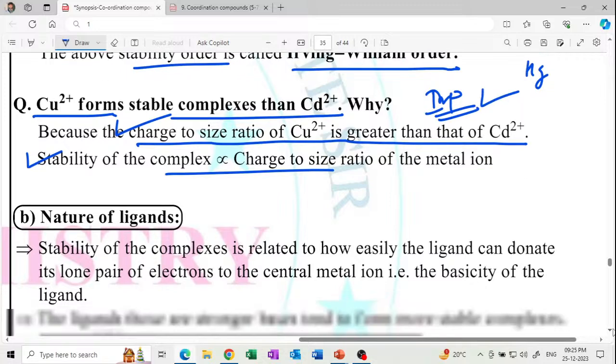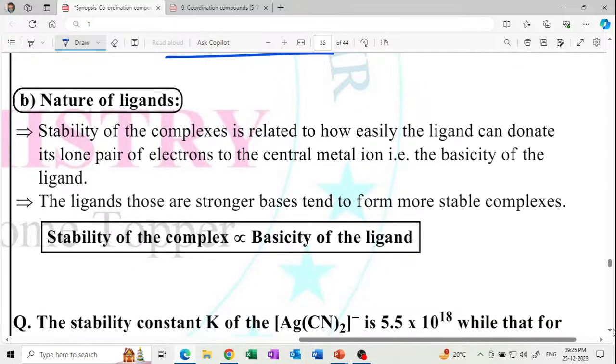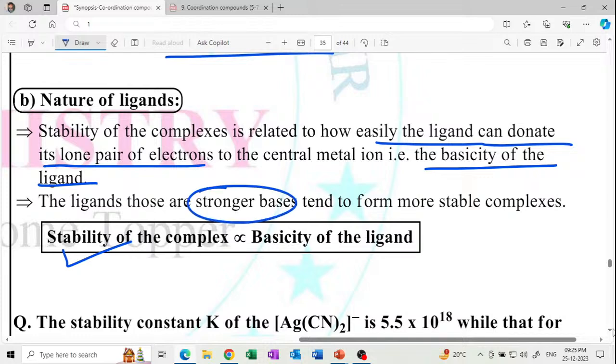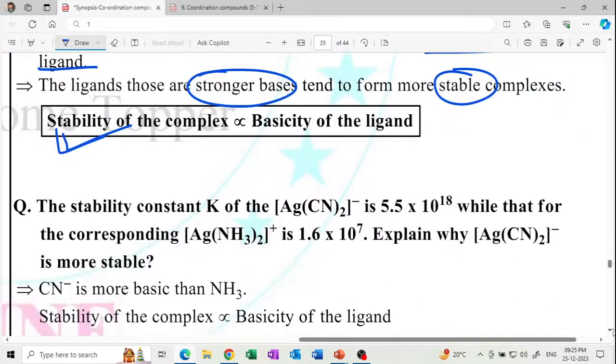Nature of ligand. The more basic the ligand, the basicity of the ligand is directly proportional to the stability of the complex. Then how to determine the basicity of the ligand? It is how easily the ligand can donate its lone pair to the metal atom. If it donates easily, it is more basic. So stronger bases form stable complexes. So the basicity of the ligand is directly proportional to the stability of the complex.